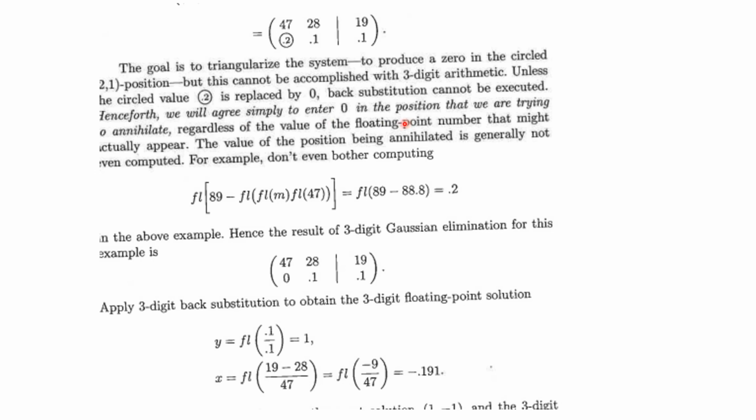And that's in fact what happens. We will enter 0 here to annihilate the value of the floating point number that might actually appear. So instead of having 0.2, we will have 0. And then if we apply three-digit back substitution, we will get that y is 1, which it was before, but x now is a different number. x is minus 1.91. Whoa.